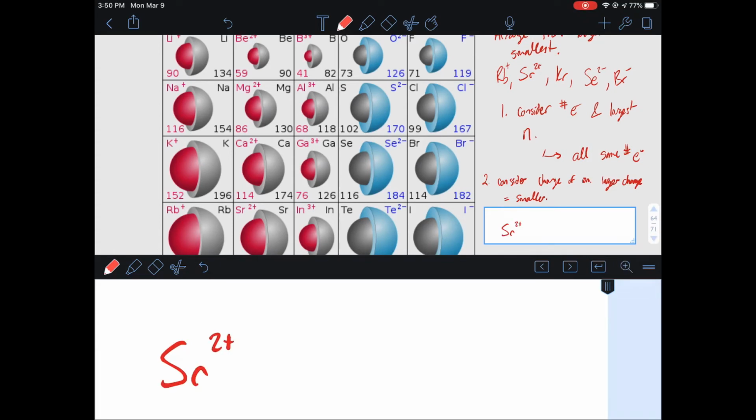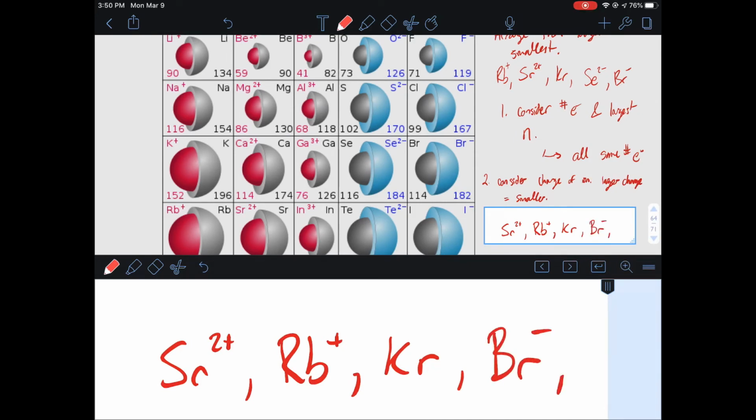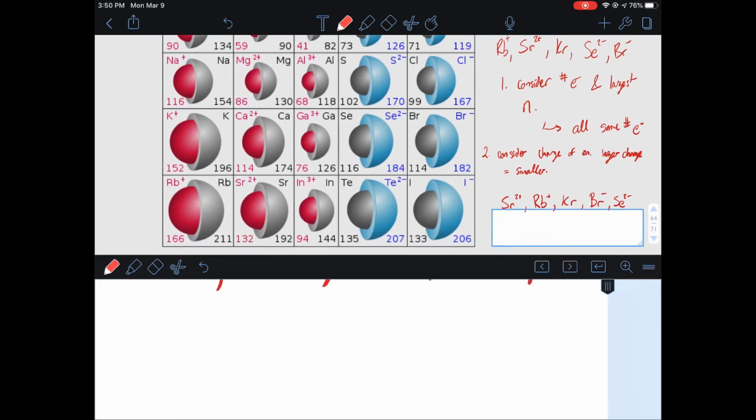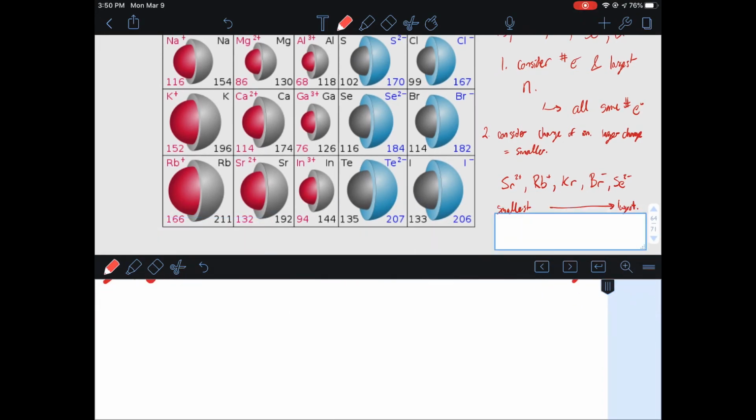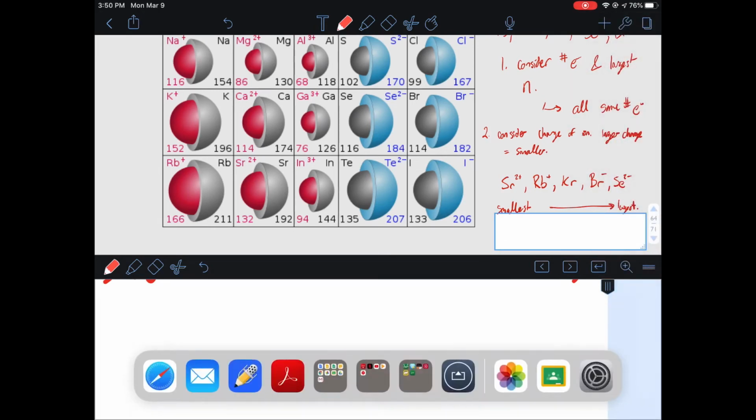So we would think that the strontium has the 2+ charge, so it's the smallest. Rubidium is a little bit larger. It only has +1. And then we would think the krypton is in the middle. And then the bromine has a -1. And the selenium is the largest. So smallest to largest.